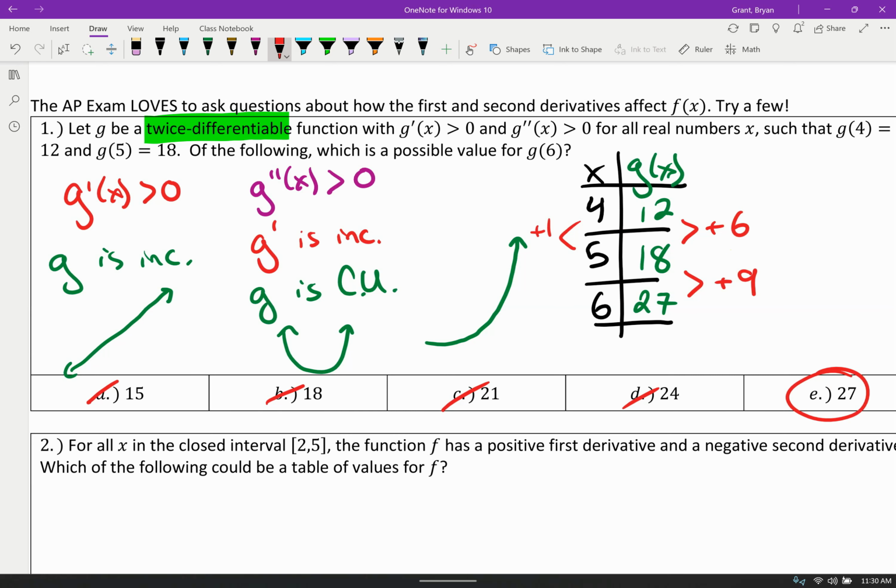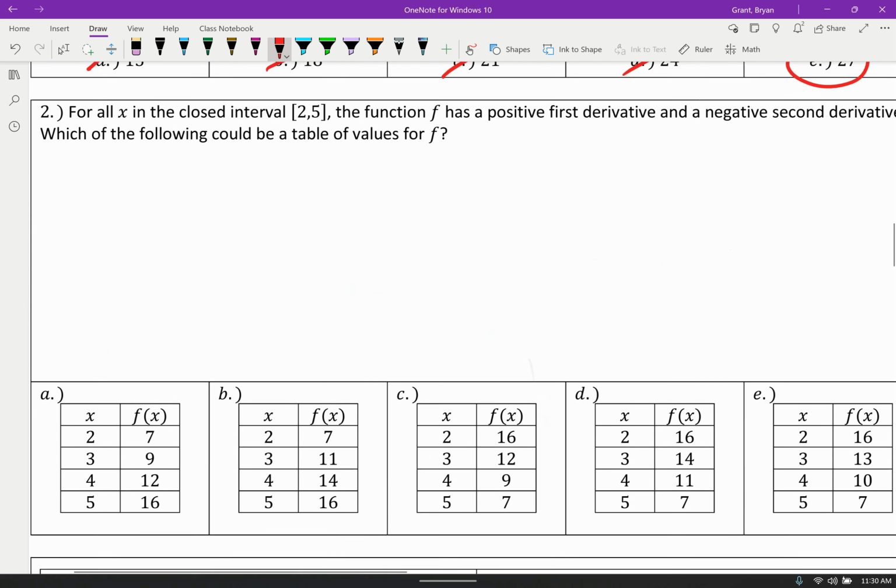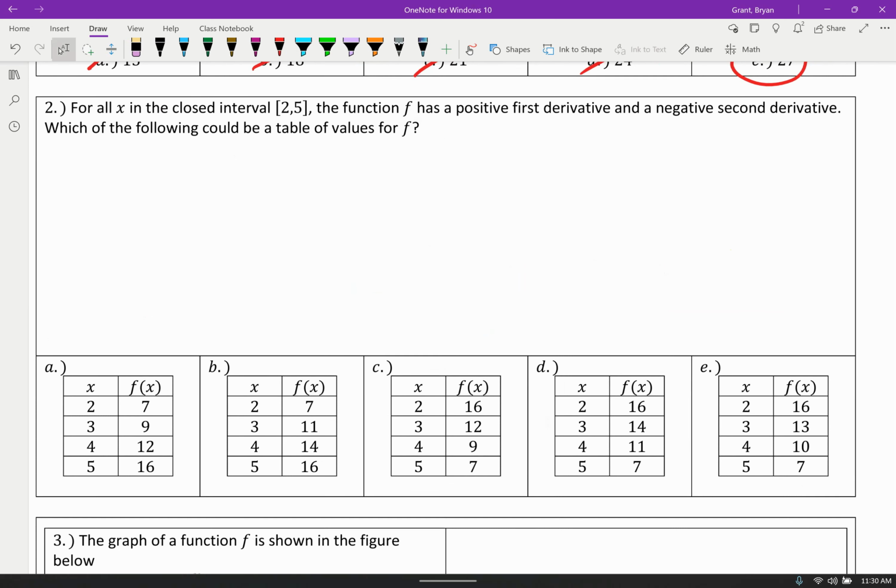And I'll go quicker through the rest of them, I promise. Okay, so pause me if you'd like, but I'm going to move on to problem 2. All right, here we go.